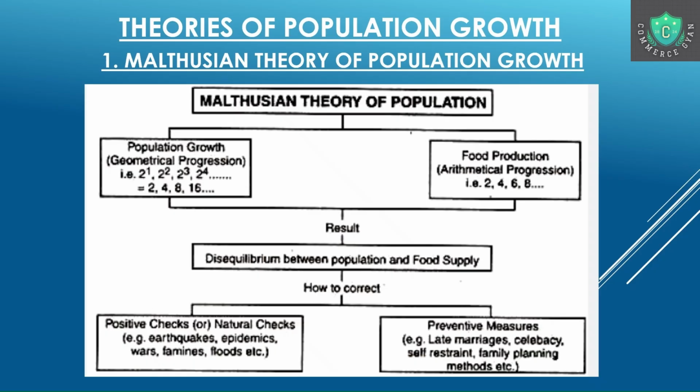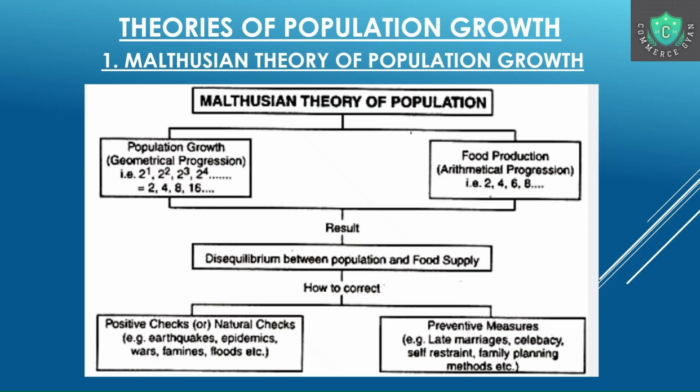Now, what happens when this kind of population growth and food production is there? See, if we look at the next figure, it will be 16. Instead of that, it will be 32. Here, it will be just 10. So, obviously, the result will be disequilibrium between the population and food supply, right? Because there is a lot of population growth, but food supply does not rise in the same proportion. So, food shortage is bound to happen.